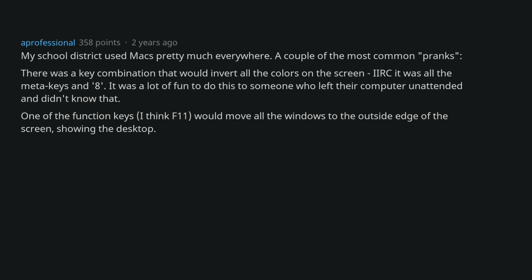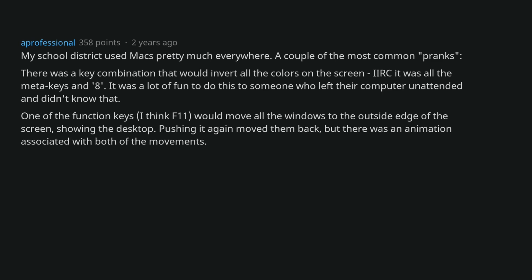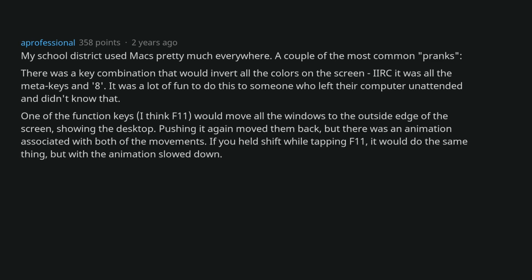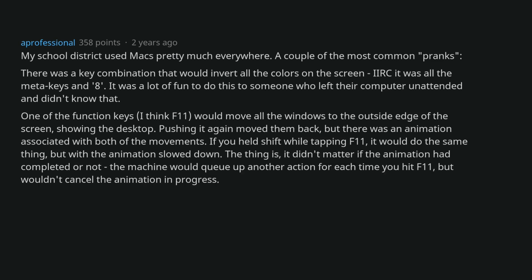One of the function keys, I think F11, would move all the windows to the outside edge of the screen, showing the desktop. Pushing it again moved them back, but there was an animation associated with both of the movements. If you held shift while tapping F11, it would do the same thing, but with the animation slowed down. The thing is, it didn't matter if the animation had completed or not. The machine would queue up another action for each time you hit F11, but wouldn't cancel the animation in progress.